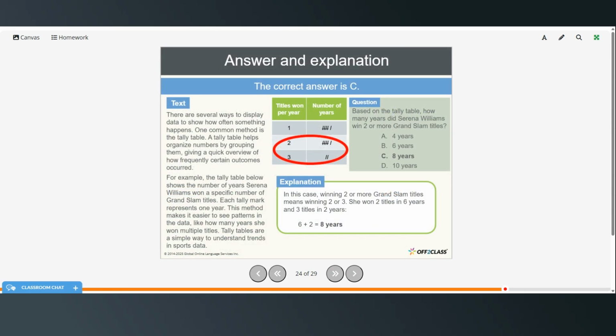All right, the question is based on the tally table. How many years did Serena Williams win 2 or more Grand Slam titles? The correct answer is 8 years. Letter C, 8 years. So in this case, winning 2 or more Grand Slam titles means winning 2 or 3. She won 2 titles in 6 years and 3 titles in 2 years, so the total was 8 years.